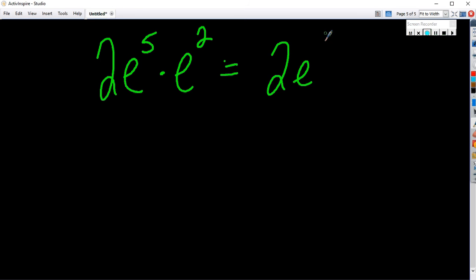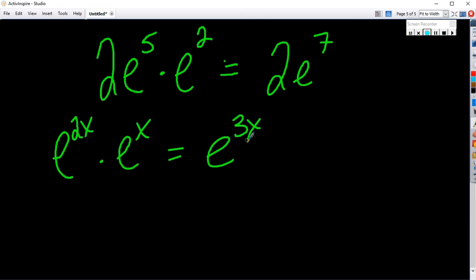Nothing is different here. What if it was e to the 2x times e to the x? E to the 3x. It's the exact same properties, okay? So I'm not going to elaborate on that too terribly much because I'm going to assume that you remember your exponent properties. Is that a good assumption? Yeah. Okay. What I do want to focus on is the graphing, though.